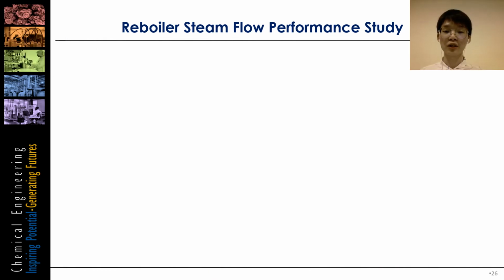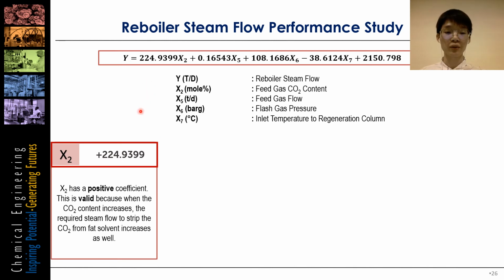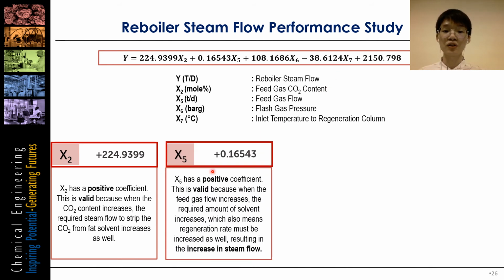Right now, why don't we do a little bit of process analysis based on this equation? Firstly, we can see that our X2 has a positive coefficient. Is it valid? Yes, it is, because when your feed gas CO2 content increases, it means that you require more solvent. More solvent means you require higher steam flow for the regeneration process. So let us see the second variable, which is X5. In terms of the feed gas flow, when your feed gas flow increases, your reboiler steam flow increases as well. It is valid because more feed gas flow means more steam flow.